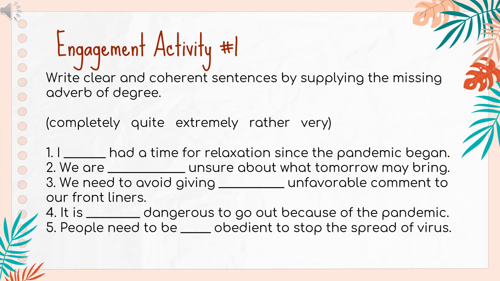Number one. I blank had a time for relaxation since the pandemic began. Number two, we are blank unsure about what tomorrow may bring. Number three, we need to avoid giving blank unfavorable comment to our frontliners. Number four, it is blank dangerous to go out because of the pandemic. And number five, people need to be blank obedient to stop the spread of virus.